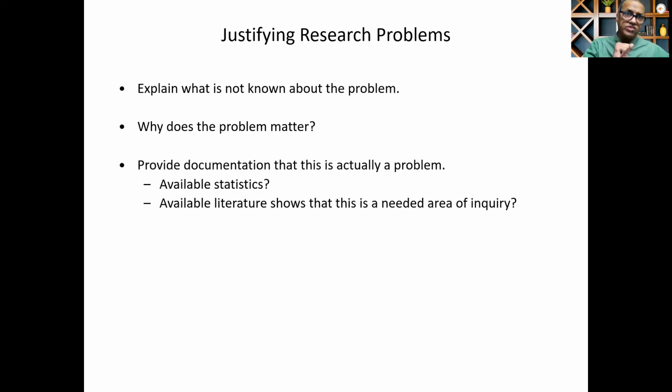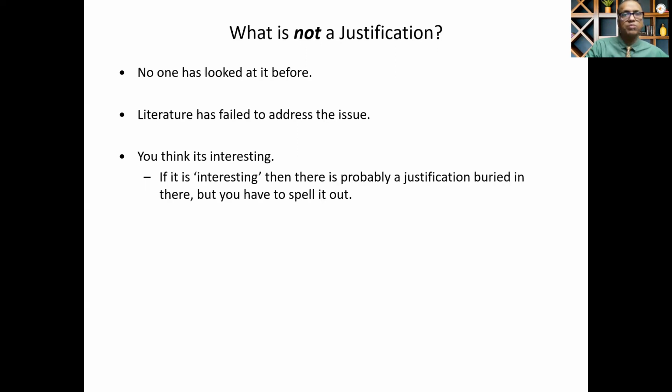Now, you will be justifying the research problem. How do you justify it? Explain what is not known about the problem. Explain what is known about the problem. Why does the problem matter? Then provide documentation that this is actually a problem. Available statistics, data, and the available literature reviews also show that this is a needed area for your inquiry, justifying your research problem.